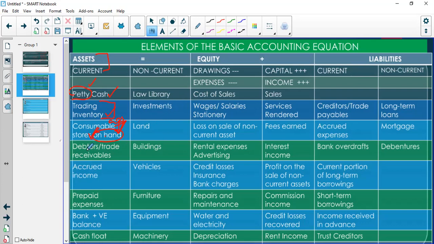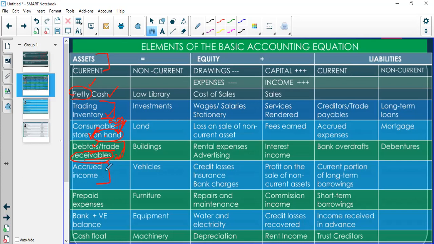Brilliant. Now we come to debtors or trade receivables. So trade receivables refers to our customers. We sell on credit to them and they haven't paid. So the total amount owing is called trade receivables. We are supposed to receive that from our debtors. Okay, so you can also refer to them as accounts receivable, or if you are doing law, then you can refer to them as clients control.